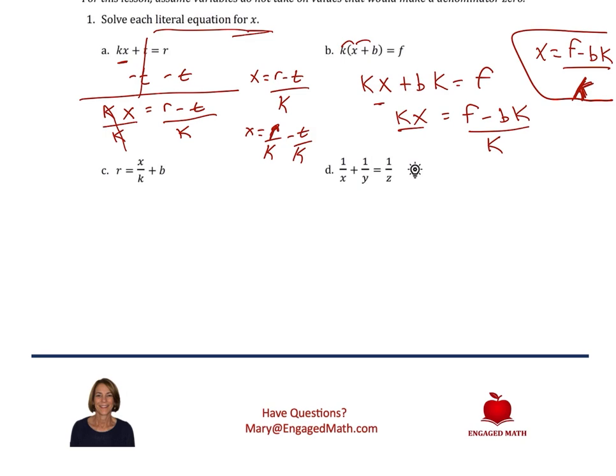For C, we're again trying to get x alone. So I'm going to start by subtracting the b. This time I'm going to show the work. So we have r minus b equals x over k. And the b's are gone on the right-hand side.